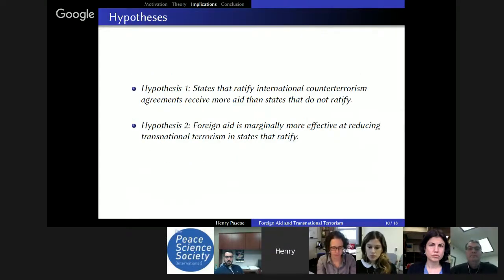This argument has two implications that I'll test today. The first is that states that ratify international counterterrorism agreements should receive more aid than states that do not ratify. Donors are more optimistic that the aid will actually go to counterterrorism. The second hypothesis is that because misappropriation is constrained, foreign aid should be marginally more effective at reducing transnational terrorism in states that ratify these agreements.